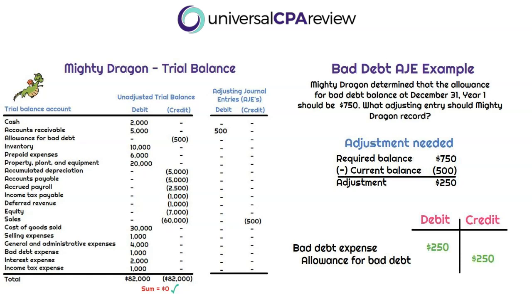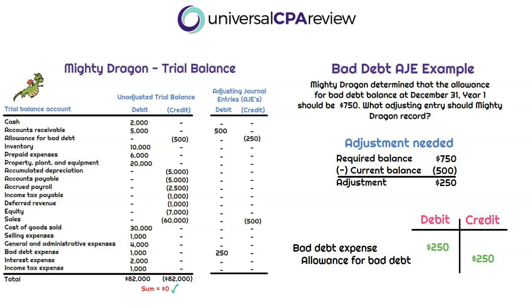So when it comes to the debits and credits, we're going to have to increase the reserve. And since the allowance for bad debt account is a contra asset, a credit of $250 will increase that allowance account up to $750. The offset is to record additional bad debt expense, and that's a debit for $250. So now we can plug this into our adjusting journal entries columns. The bad debt expense debit for $250 goes in the debit column. It's a positive $250. And then for the credit to allowance for bad debt, that negative $250 is going in the credit column. So that is a very common adjusting entry for bad debt.